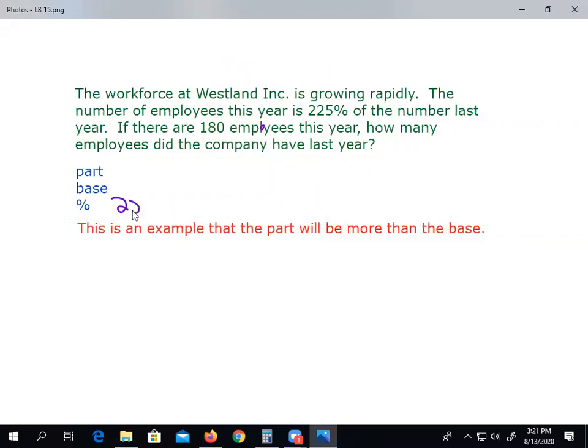So we have 225%. And if we're using the formula, that changes to 2.25. So you have to move the decimal 2 places to the left to make it a decimal. Now what helps us out is the percent always helps us identify what the part is. It's 225% of last year.